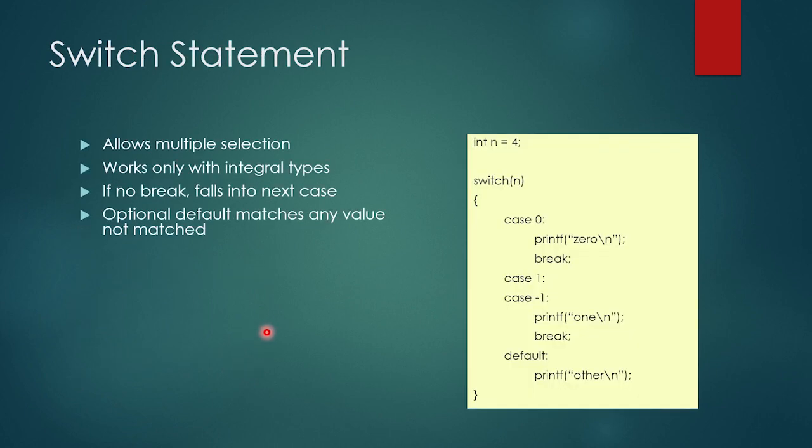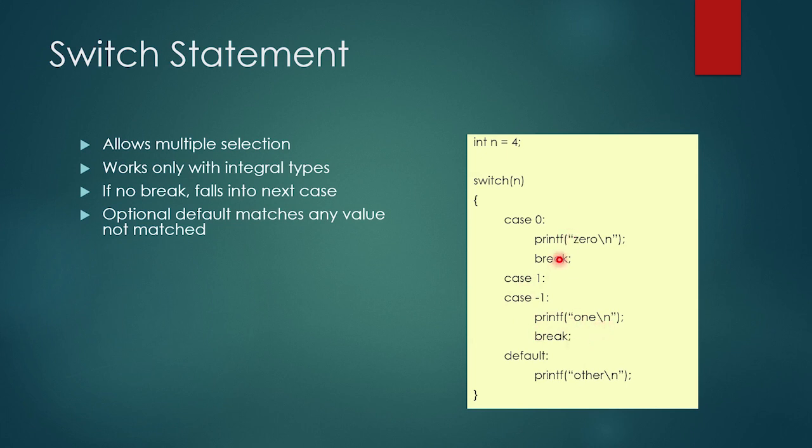Another way of doing a multi-way decision is with a switch statement. And switch statements only work with integral values. So here we've got switch based on the value of n. If n equals 0, it executes this and it printf 0\n and breaks. If n is 1 or -1, it's going to print out 1 and break.